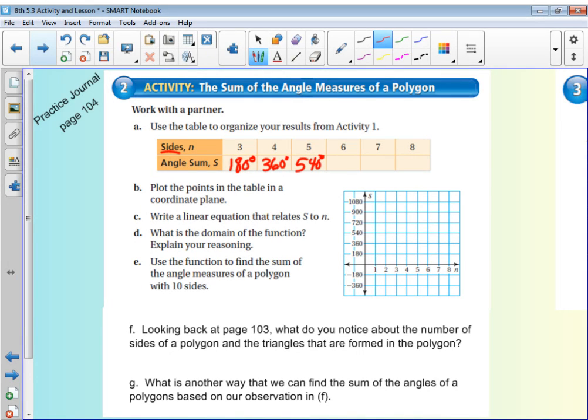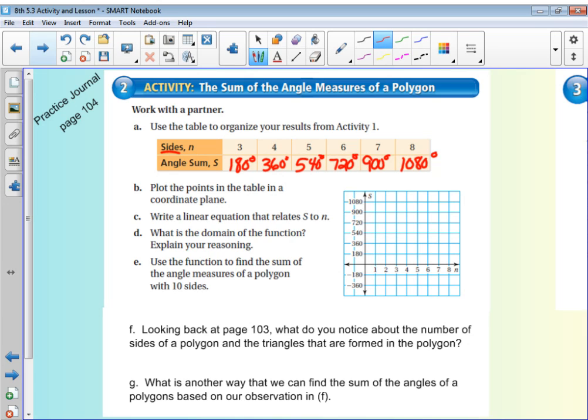So I'm just pulling my information off the previous page. My 6-sided figure was 720 degrees. My 7-sided figure was 900 degrees. And then my 8-sided figure was 1080 degrees. Okay, so we went ahead and filled in our table. Now it says plot the points in the table in the coordinate plane. So we're going to go ahead and plot this information.